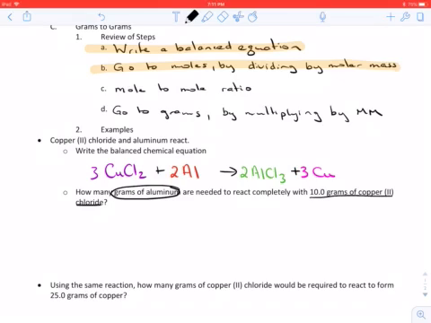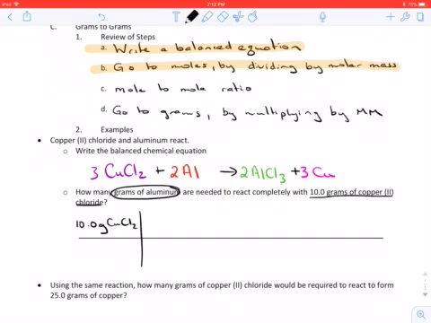So we're going to start on our stoich line with 10.0 grams of CuCl2. And this is our starting substance there. All right. Our next step, it says go to moles by dividing by the molar mass. So as a little aside here, we need to find the molar mass of CuCl2. So we've got Cu, and then we've got Cl2. Cu is 63.546.